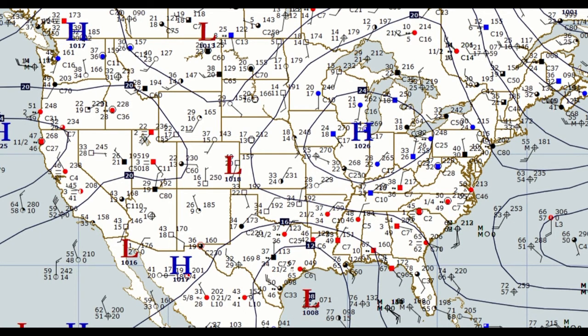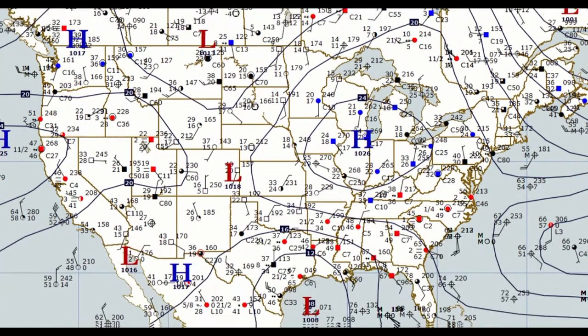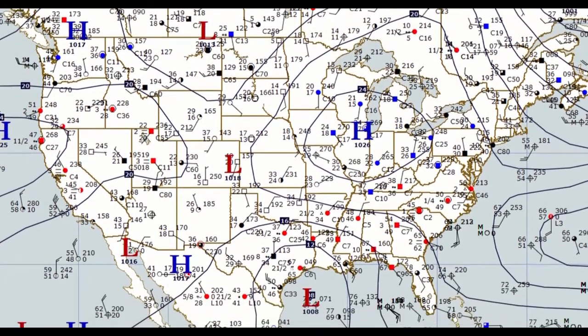Now we'll throw in the lines of equal temperature. If I do Fahrenheit, it gets pretty crowded, so I'm going to do Celsius.